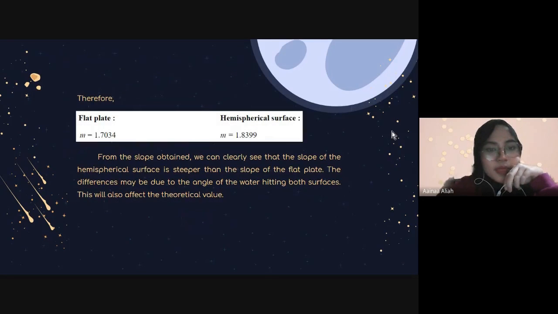Next. Therefore, the gradient or slope is equal to 1.7034 for flat plate and 1.8399 for hemispherical surface. From the slope obtained, we can clearly see that the slope of the hemispherical surface is steeper than the slope of the flat plate. The differences may be due to the angle of the water hitting both surfaces. This will also affect the theoretical value.